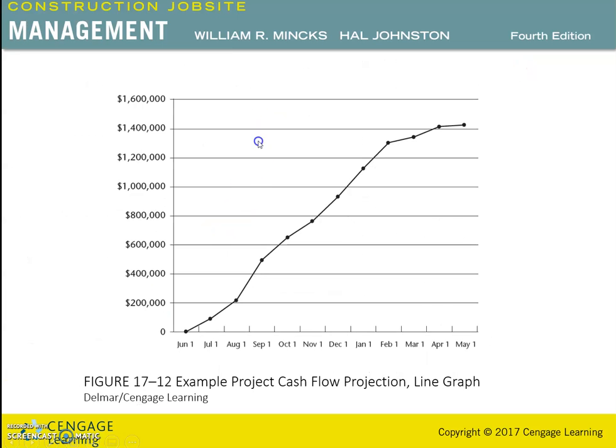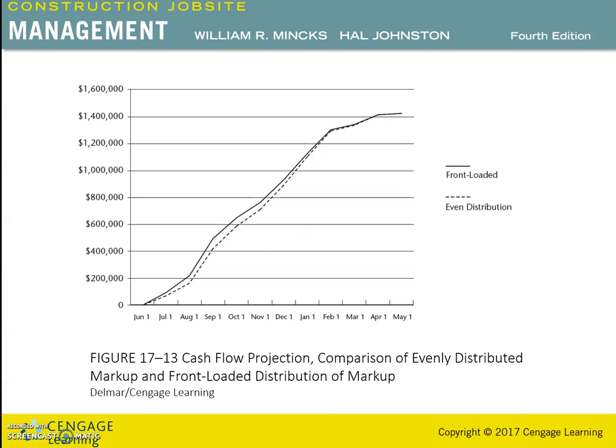Okay, so the monthly accumulated total is then plotted in a line graph as shown in figure 17-12. The cash flow curve is normally a lazy S curve. Since this curve is related to specific amounts at the payment dates, the curve is not a smooth line but rather is segmented at payment dates. A front-loaded schedule of values will have a steeper initial section on the cash flow curve than a schedule of values with an evenly distributed overhead.